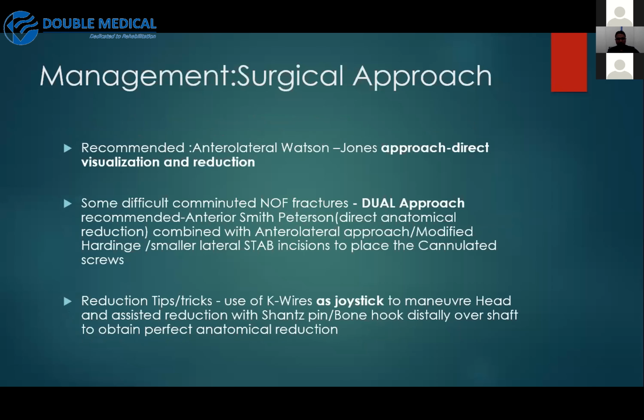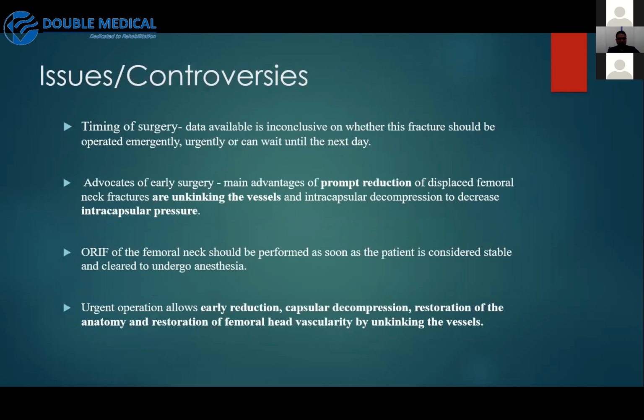Usually it's the anterolateral Watson-Jones approach, whereby we directly visualize and reduce the fracture. In some difficult comminuted fractures, a dual approach is recommended, whereby we do an anterior Smith-Petersen approach to directly reduce the fracture, and we combine it with an anterolateral or modified Hardinge approach with a smaller lateral stab incision for the screw insertion. Some reduction tips or tricks: we can use K wires as a joystick to maneuver the head, and assist reduction with a Schanz pin or bone hook distally over the shaft to obtain a perfect anatomical reduction. If you cannot get a perfect reduction, slightly valgus is preferred rather than varus fixation.